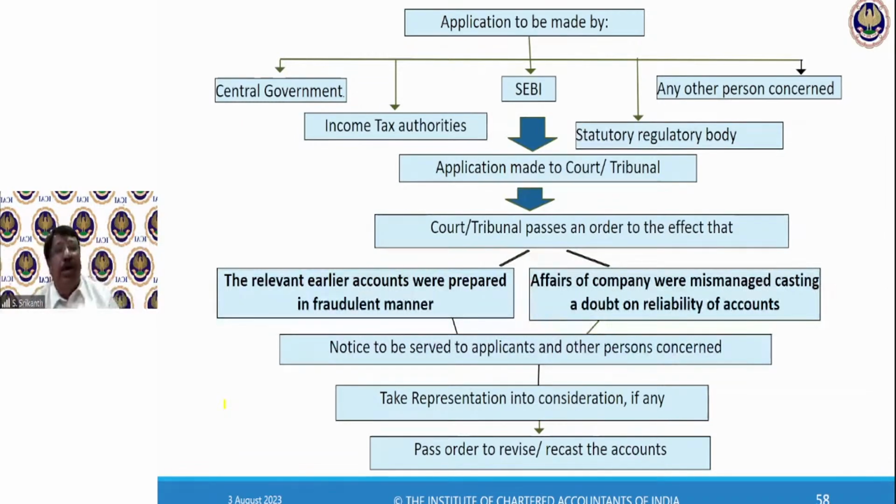So we have to do a re-audit. We have to find out how much was siphoned, make him liable, again put everything back. So in those cases also reopening is possible. Notice is to be served to applicants and other persons concerned, and their representation will be taken into consideration. And finally, the tribunal will pass an order to revise and recast the accounts. If so, it will be done.